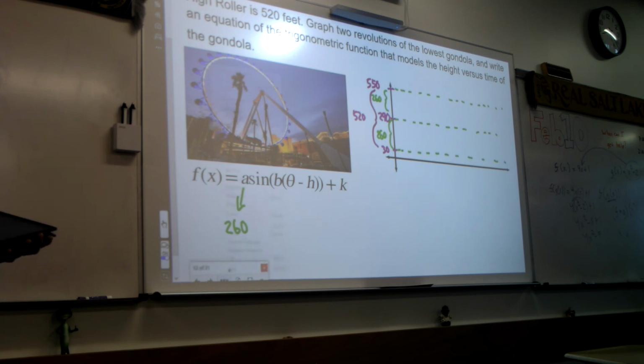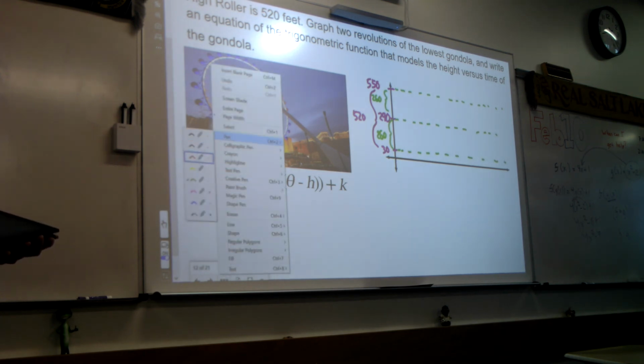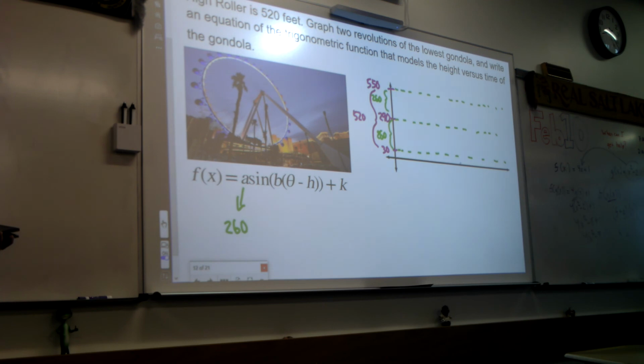Now, just like on the last one, the timing is the same. It's going to take 30 minutes to complete one rotation, and 60 minutes if we go through two. So let's just talk about the first. When are we halfway up? 15. When are we at the midline? 7.5, and then 22.5. Same thing, let's go from 30 to 60. Halfway is 45. Half of that is 37.5. And then half of that is 52.5.